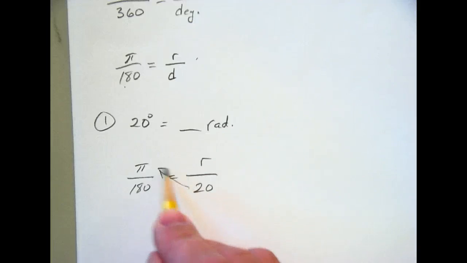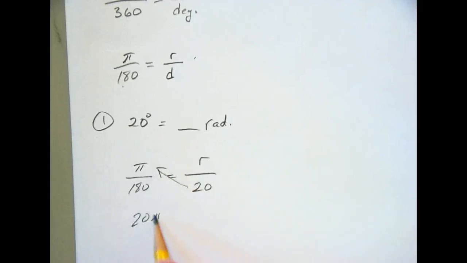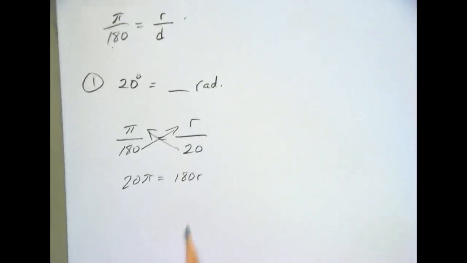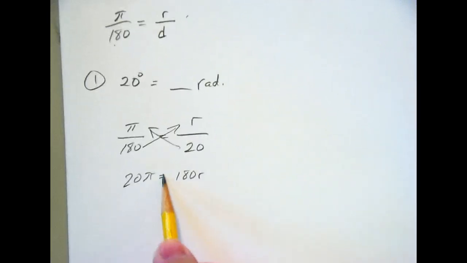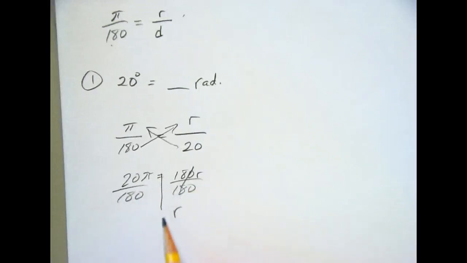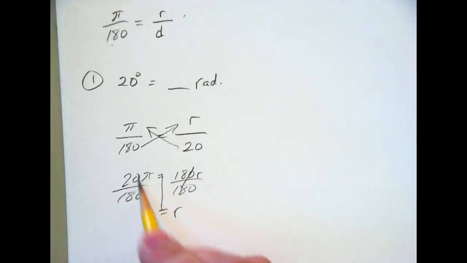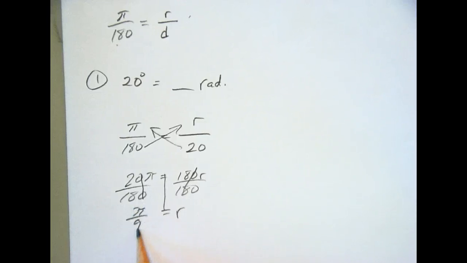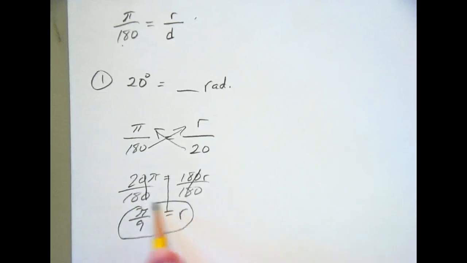Cross multiply. 20 pi. I want to leave it in terms of pi today. Equals 180R. Divide by 180. And reduce. Okay. So those cancel. 1R is equal to, these cancel, 2 over 18 or 1 over 9. So 1 pi over 9 radians.